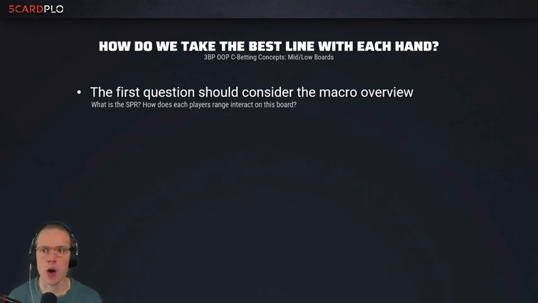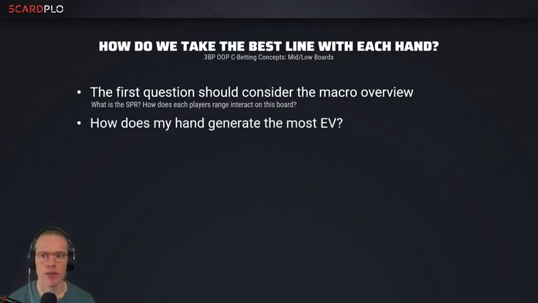That's going to affect how important equity is. At a lower SPR, equity will be more important. And if the SPR is higher, polarity and runouts will become much more important. So once we've established these key factors, the next thing to think about, and the sole question to ask ourselves, is how do we generate the most EV from our hand, or what line makes the most sense in order to get the most efficient EV, I would say.